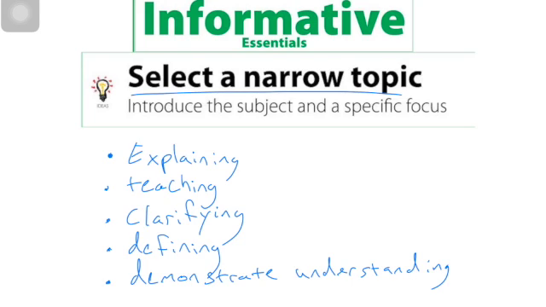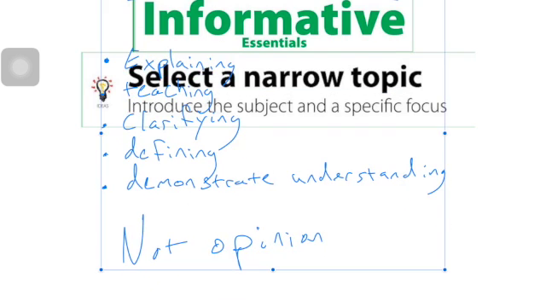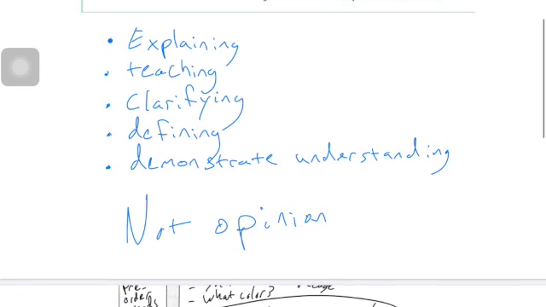So first and foremost, I want a quick review of what we have done so far up to this point. We've started by selecting a narrow topic. You see that I've underlined narrow there. We've selected a narrow topic, and we're going to work on introducing the subject and a specific focus. So you're either explaining, teaching, clarifying, defining, demonstrating understanding. It is not your opinion on something. An opinion is a persuasive piece.